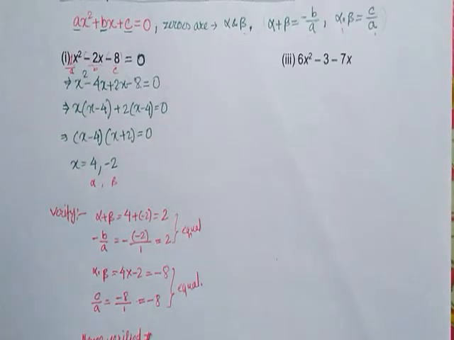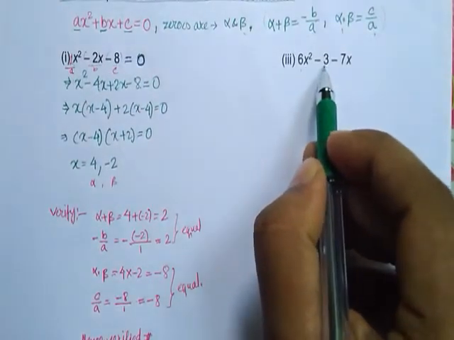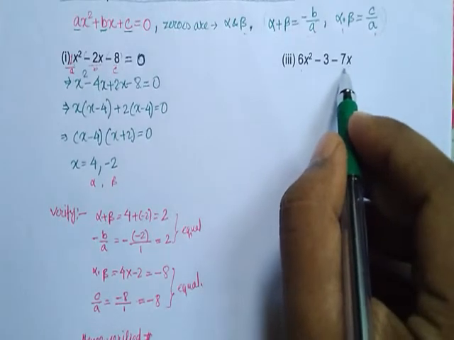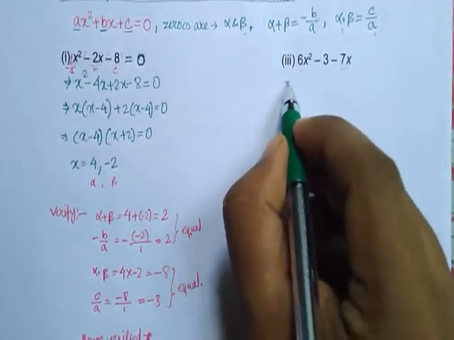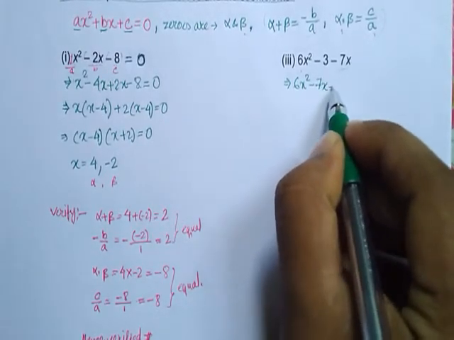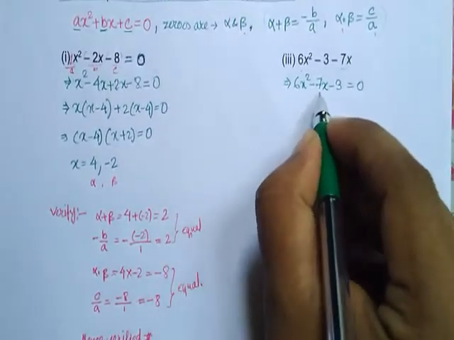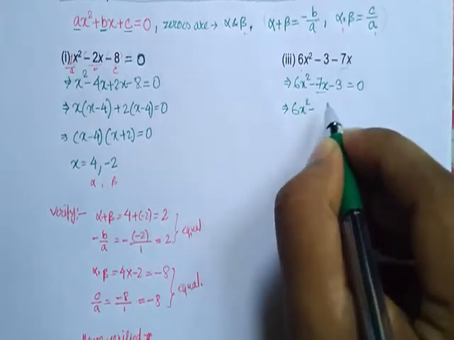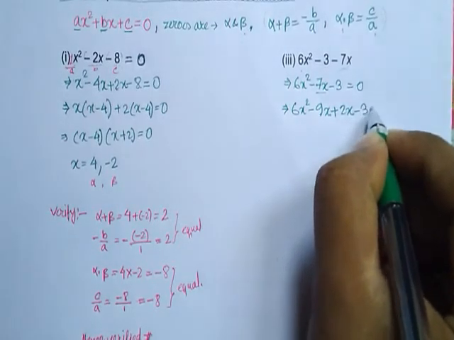Come to the second question. It is given as 6x square minus 3 minus 7x. Here the x term is written in last to confuse the students. We can write this as 6x square minus 7x minus 3 and equating to 0, we can write 7x as 6x square minus 9x plus 2x minus 3.